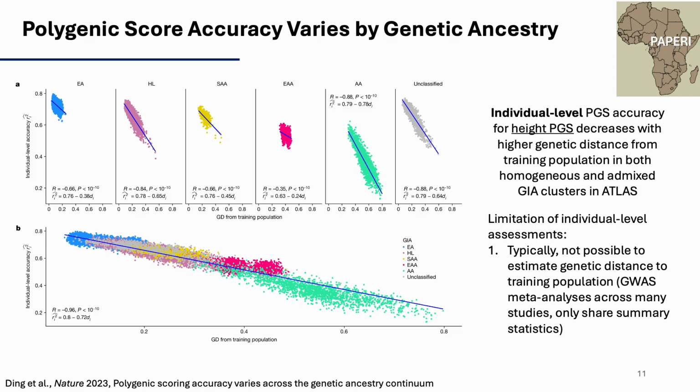Although this approach is much more informative than the typical population-level assessment of PGS accuracy, it is important to note that this is often not possible to implement since most PGS are trained on GWAS summary statistics across many studies where individual-level data are not available to be able to calculate the genetic distance to the training population.